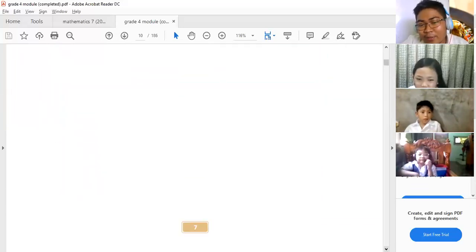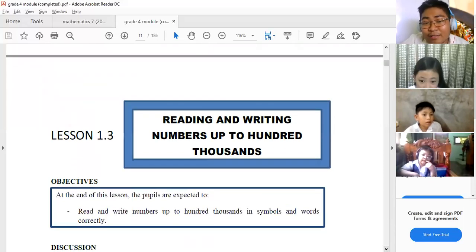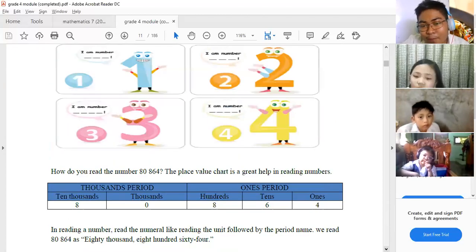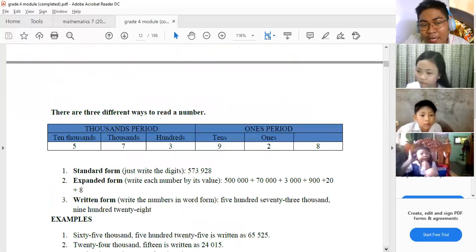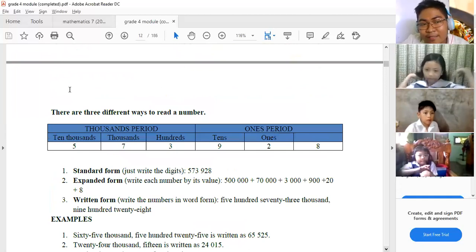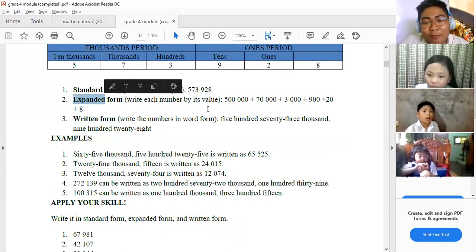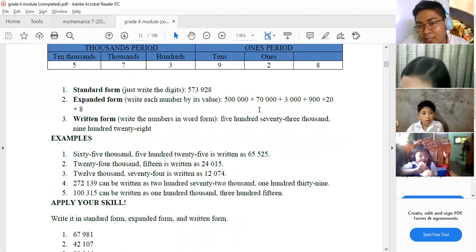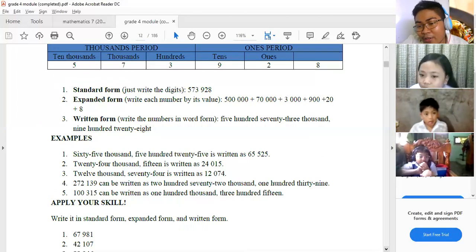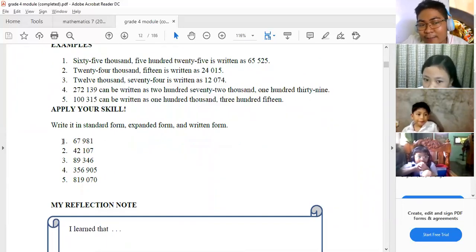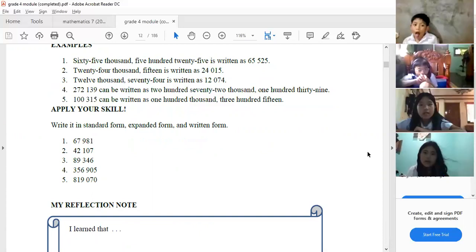Well done. We can now proceed to reading and writing numbers up to 200,000. Last meeting, we already tackled this one. Let's try to have an example. This is the standard form, and this is the expanded form, where we are just adding zeros, but I already shortcut it. Let's try to read. Number 1, who wants to read? Raise your hand if you want to recite.